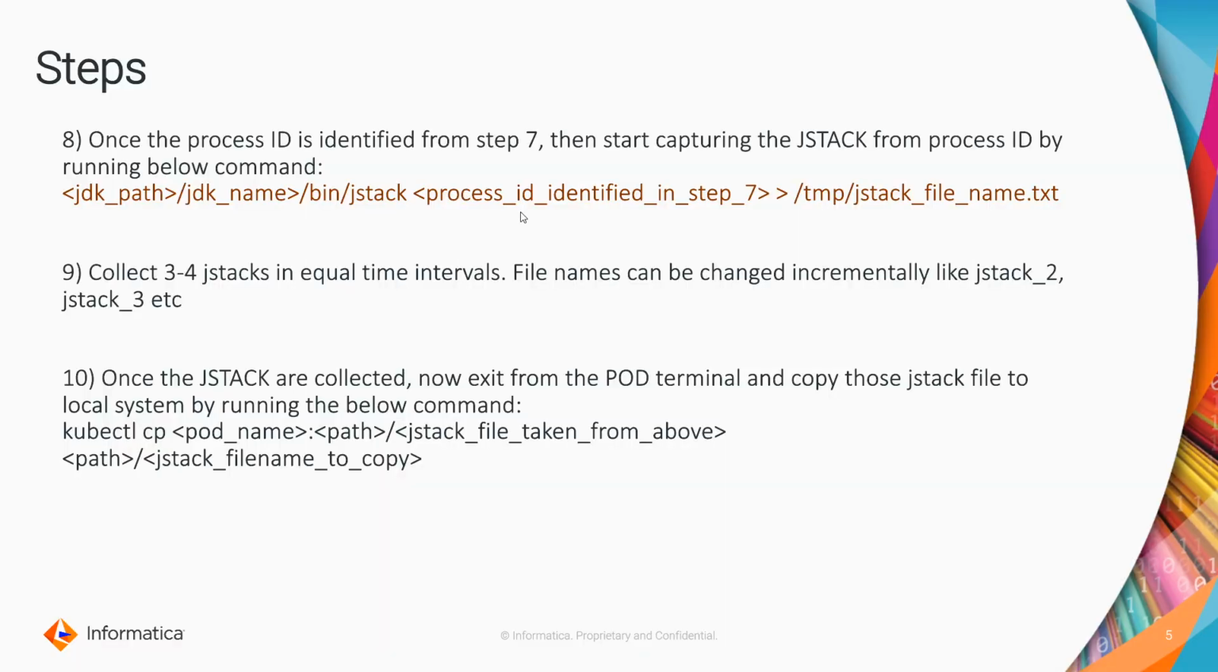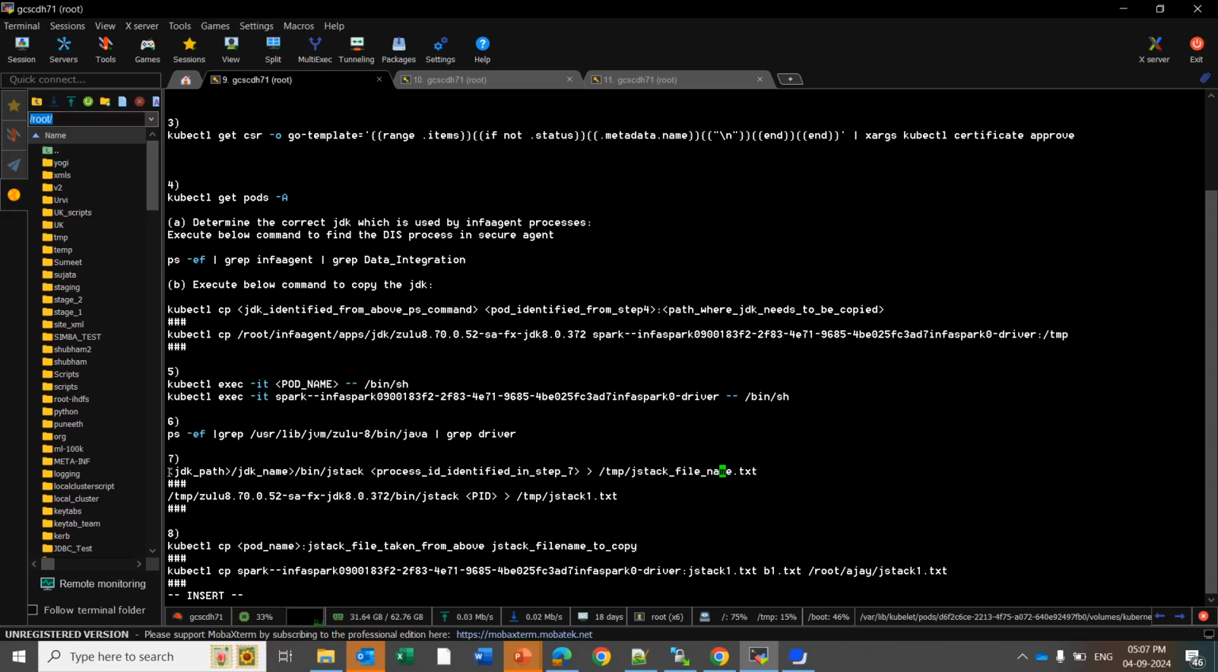Once you have the process ID from the ps command, you need to run this command to collect the JSTACK from the pod where you have logged in. You can collect 3 to 4 JSTACKs at equal time intervals. The file name you can change incrementally, like jstack1, jstack2, jstack3. Once you have collected all the JSTACKs from the pod, you need to copy those JSTACK files to the local system and share them for analysis. So for collecting the JSTACK, this is the command which you have to run from the Kubernetes pod.